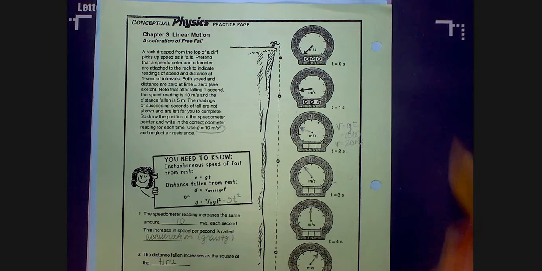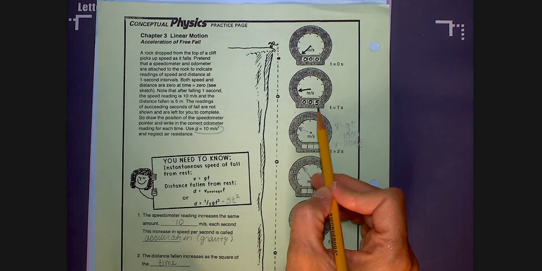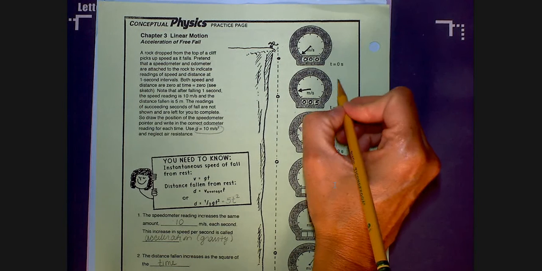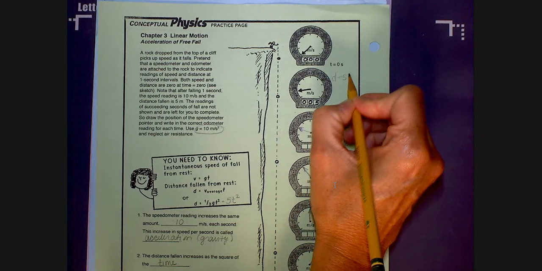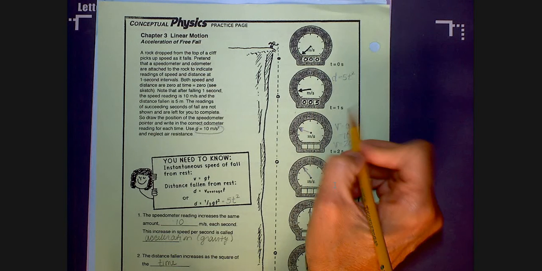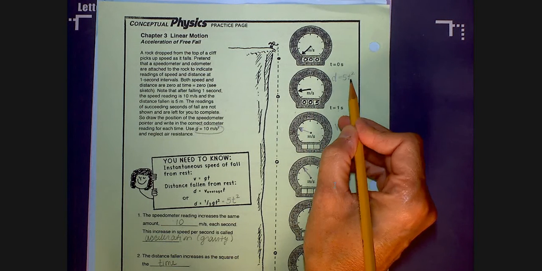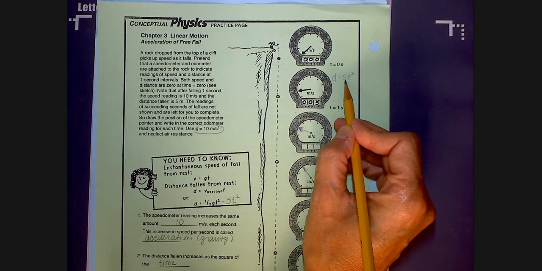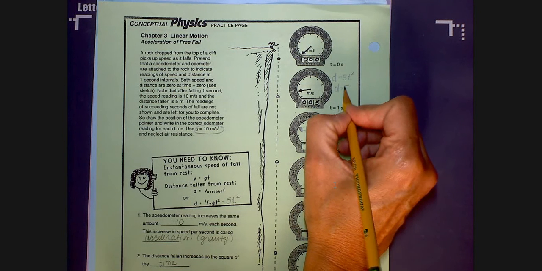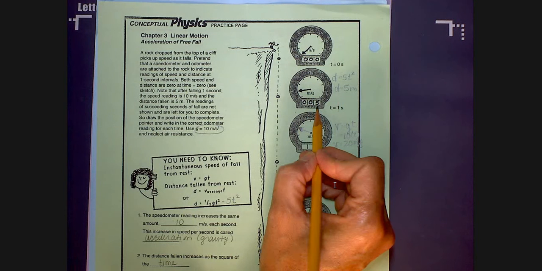So you'll notice that if 1 second has passed, our distance is going to be equal to 5 times t squared. So our t is 1 second. So 1 squared is 1 times 5. Our distance is going to be equal to 5 meters. So that's what they put here, 5.